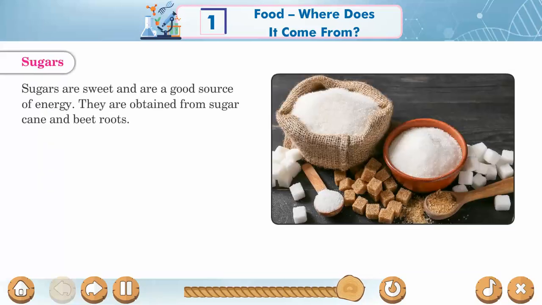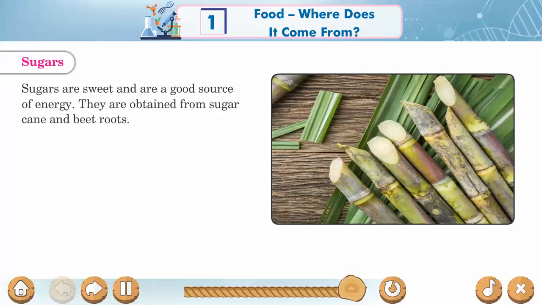Sugars. Sugars are sweet and are a good source of energy. They are obtained from sugarcane and beetroots.